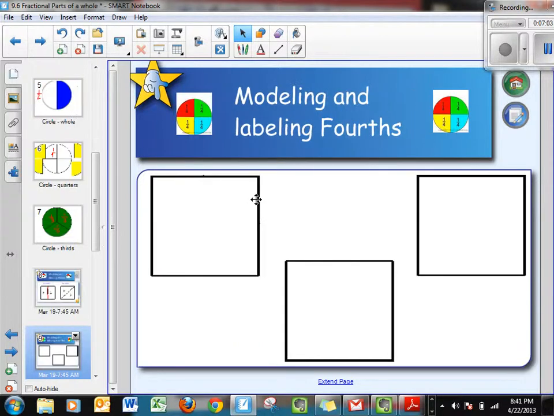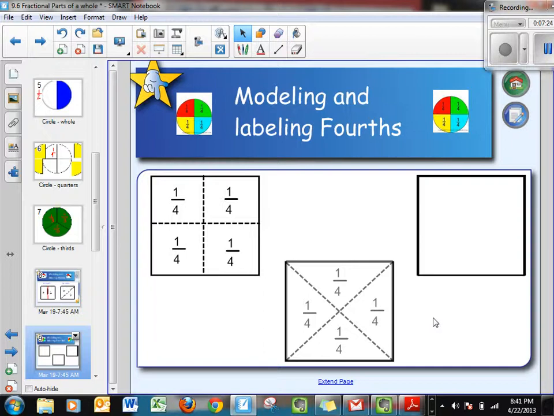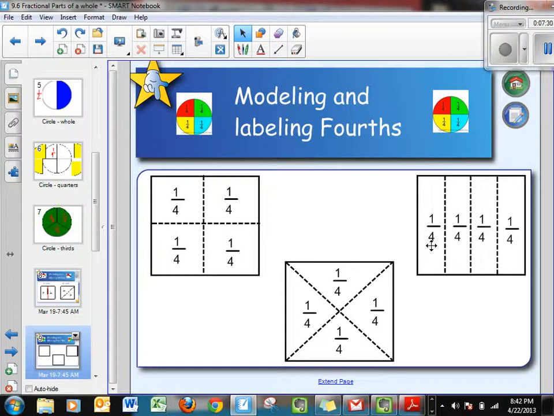And then fourths, there's actually a lot of ways that you can make fourths when you have squares. One of the ways that's probably the easiest is just to make a window here. So I can just make a window, and then each piece, remember I have to have 4, they have to be the exact same size to show me 1/4 or fourths. Another example would be to make an X, which would have 4 equal pieces, and then the last way would just be to draw lines straight up and down until you had a total of 4 equal pieces.